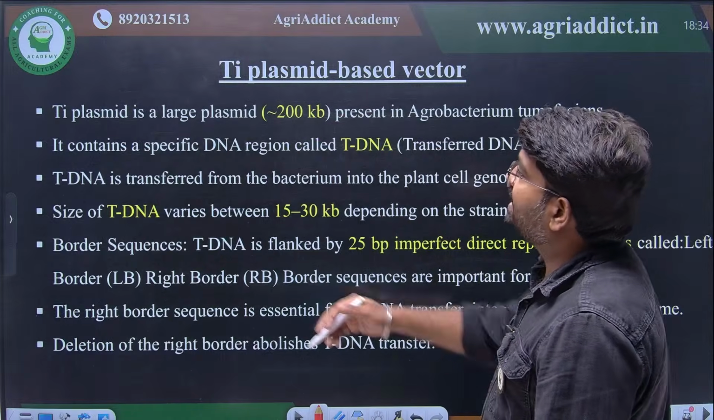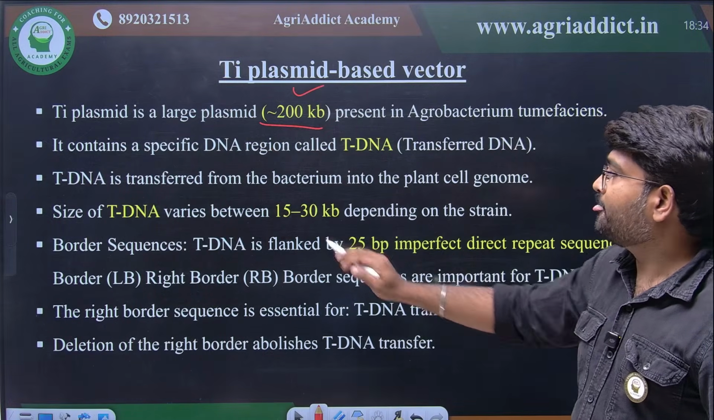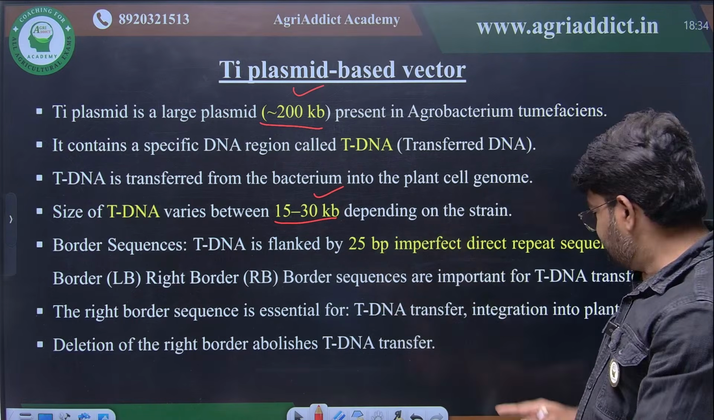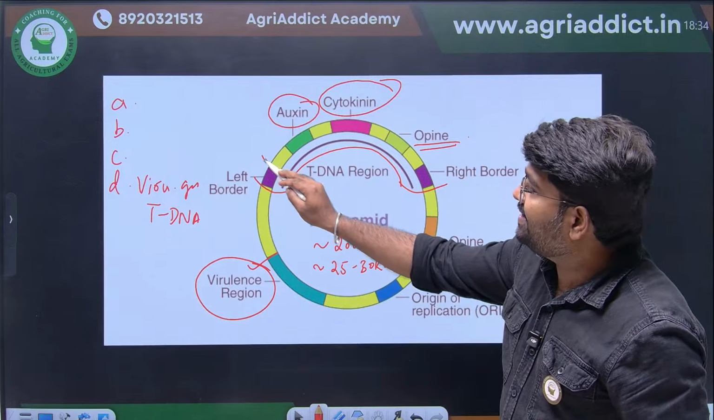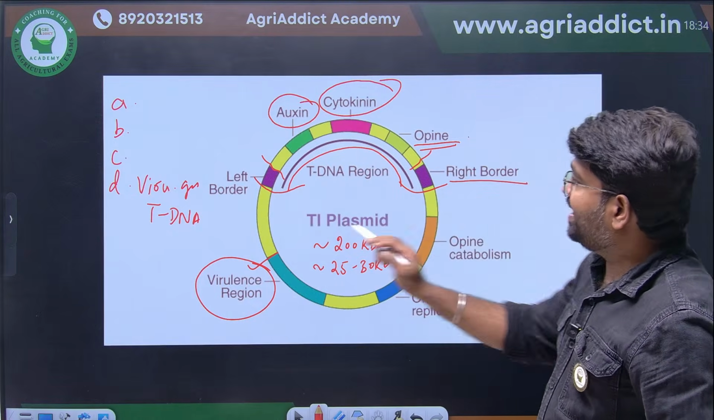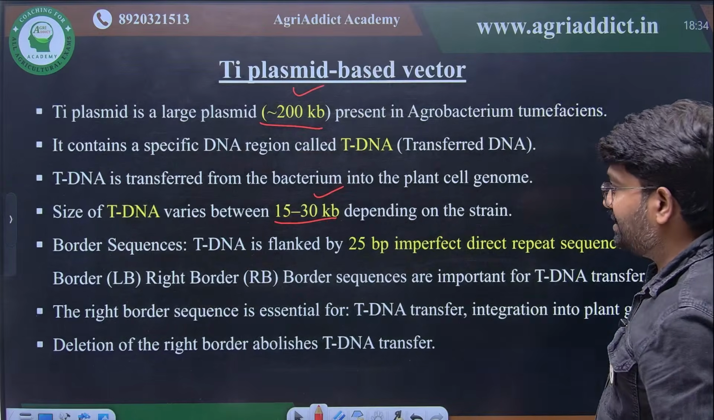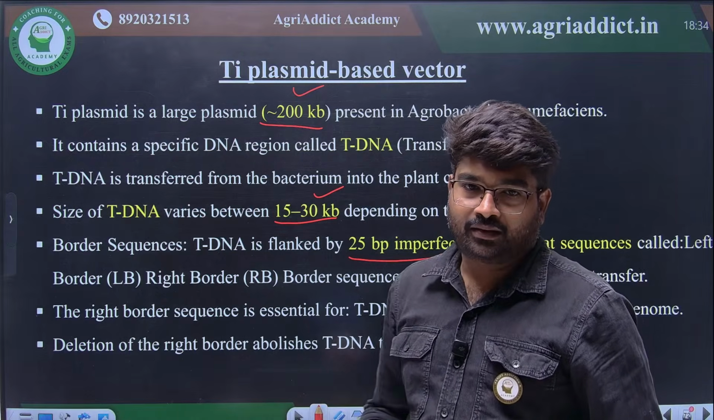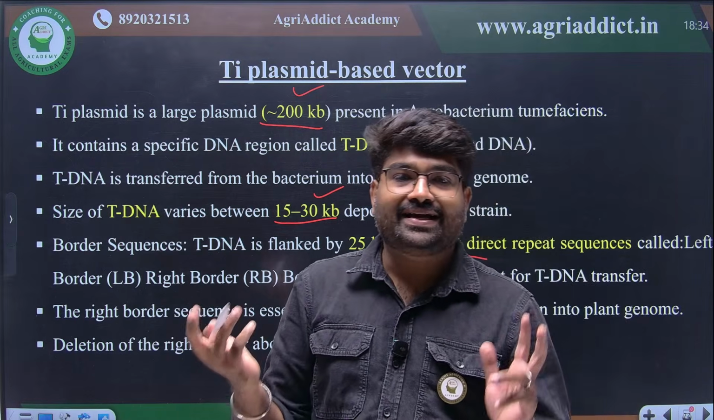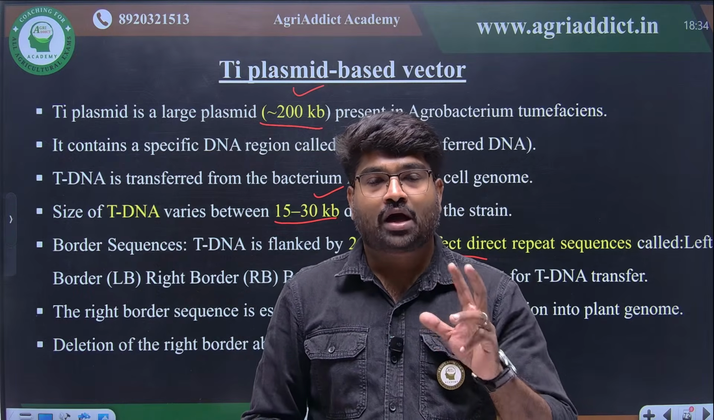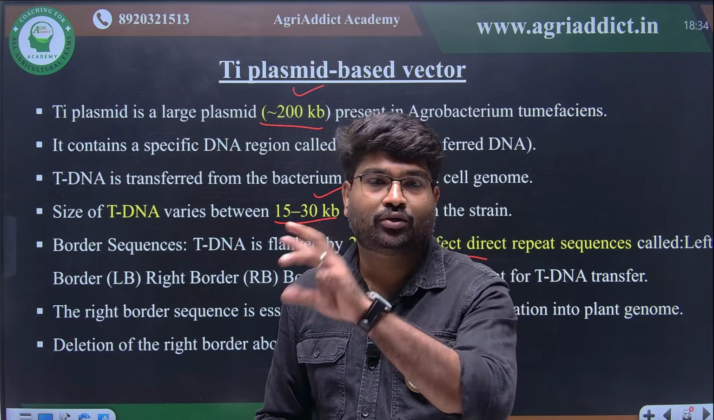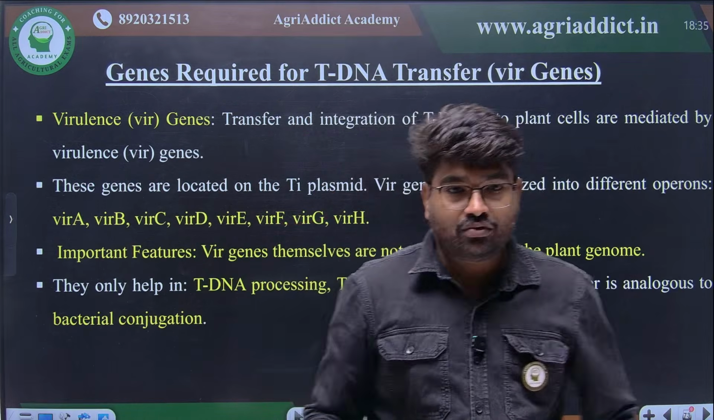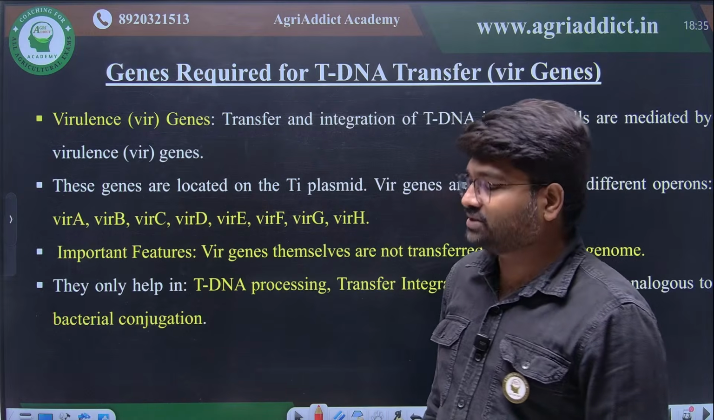This we have already discussed: 200 kb plasmid size, and 25 to 30 kb T-DNA region size. The T-DNA region is flanked by the right border and left border sequences. Now we are going to see the actual mechanism of how this T-DNA is integrated into the plant genome.